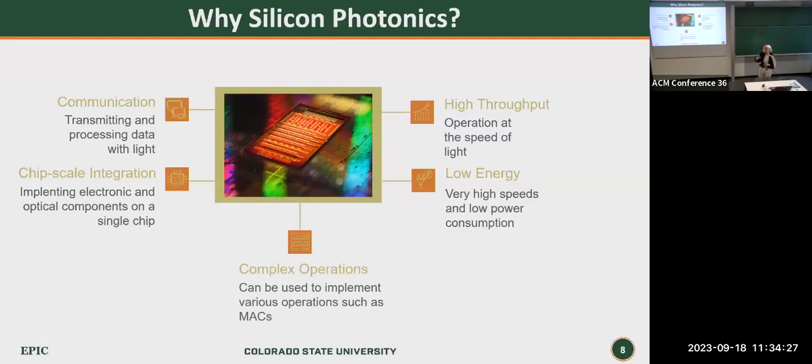And finally, as I will be explaining later on in the next slide, silicon photonics can be used to perform complex operations such as multiply and accumulates, which most of you probably know are the main operations in neural networks in general. And in fact, using optical computations, when looking at a single MAC, we can have up to 4 orders of magnitude better latency.